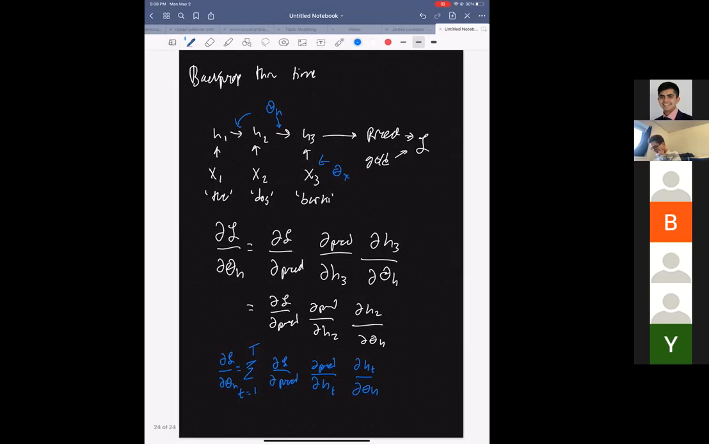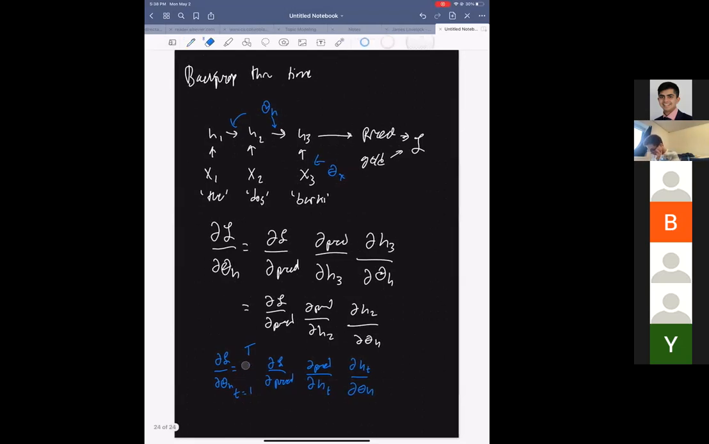Actually, the way I wrote this should be a product, because you want to multiply them. You don't want to add them together, because that doesn't make sense. This is how I would express that. So you should not sum them. This is how you'd want to do it for backprop through time.